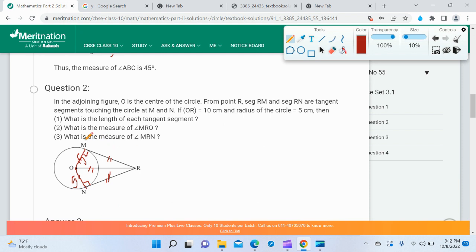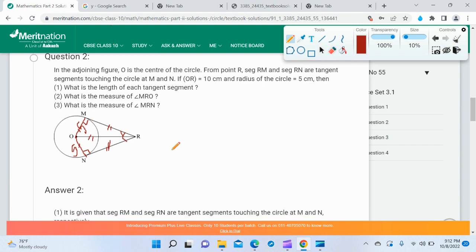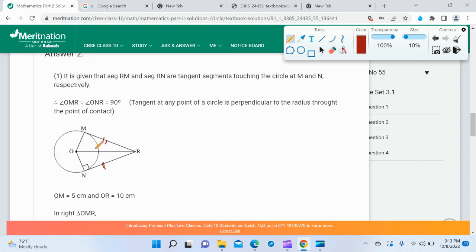Correct. The next question is, what is the measure of MRO? So MRO, basically we are talking about this angle. Obviously, the measure of MRN, sorry, MRN is this angle and this angle, the complete angle. So let's see. We know that this is already 90 degrees as it is perpendicular. So how will we calculate it? See, we can do one thing. We can use tan theta.